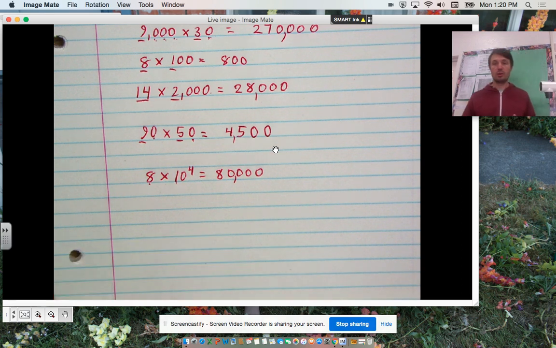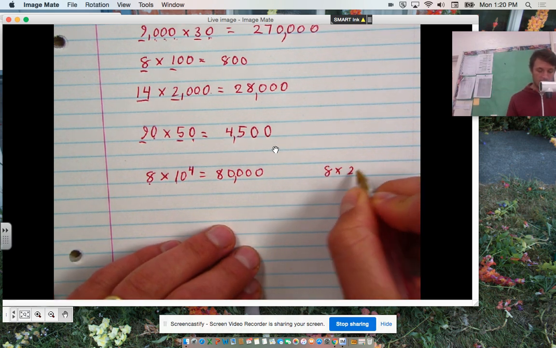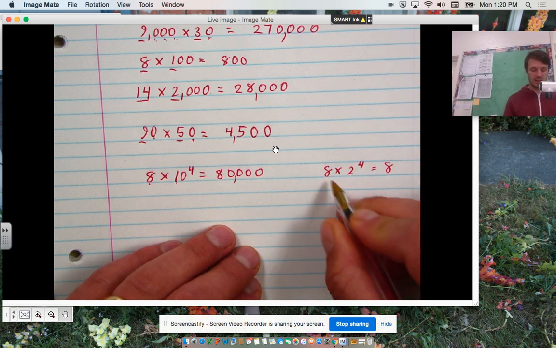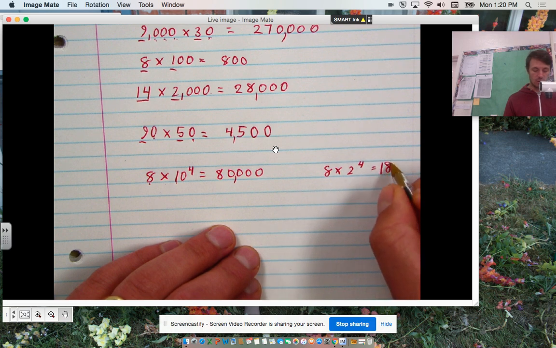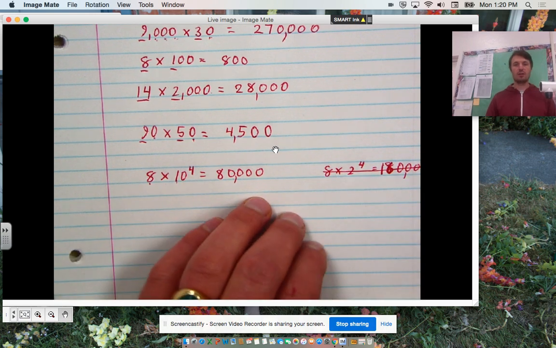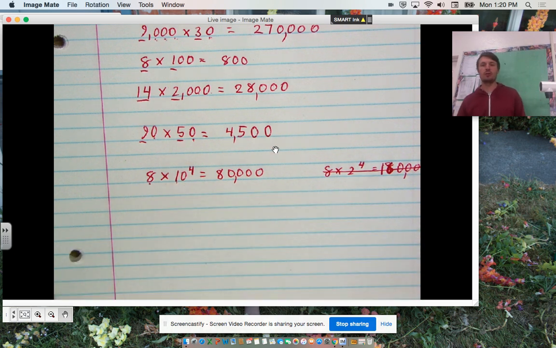Now that only works on a power of 10. If this was 8 times 2 to the 4th power, it doesn't work. You can't say, okay, 8 times 2 is 16, and then add 1, 2, 3, 4 zeros. It doesn't work. You can't do that. It only works when it's a power of 10, okay? All the multiplication patterns today are patterns with zeros. So it only works with powers of 10, okay?